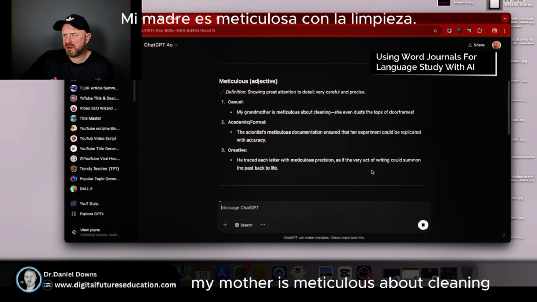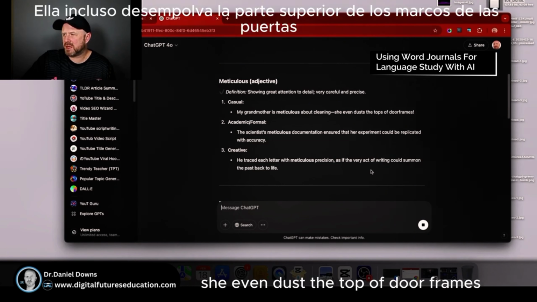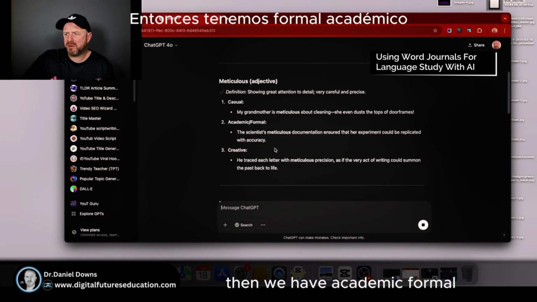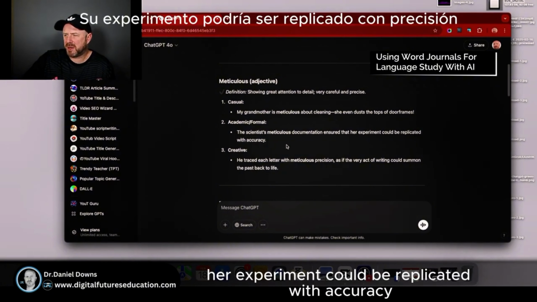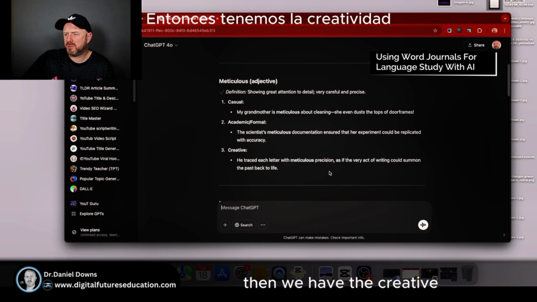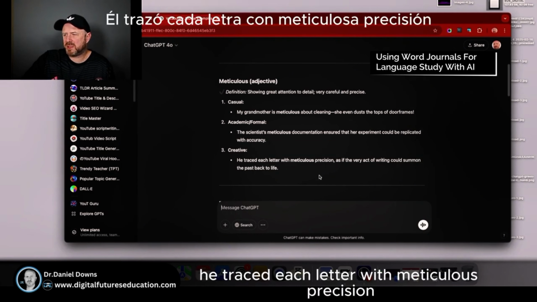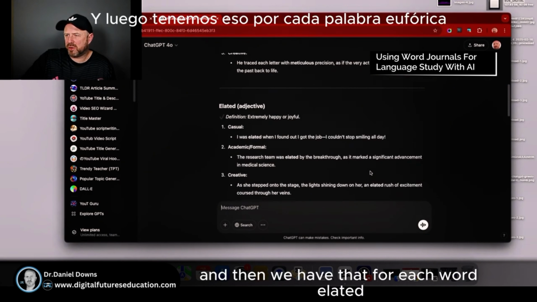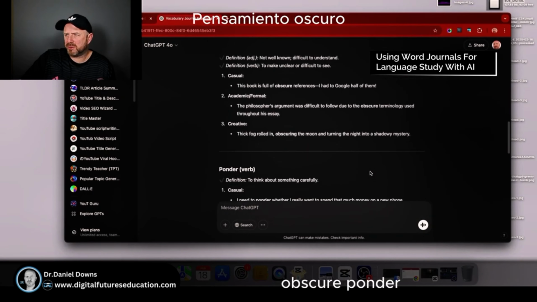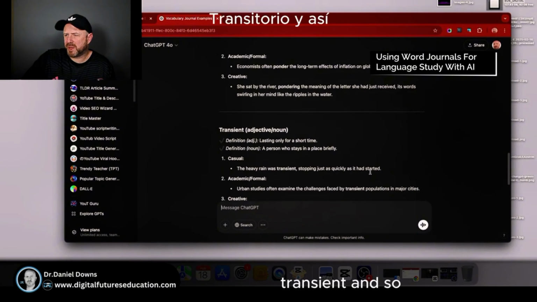My mother is meticulous about cleaning. She even dusts the top of door frames. Then we have academic, formal: The scientist's meticulous documentation ensured that her experiment could be replicated with accuracy. Then we have the creative: He traced each letter with meticulous precision as if the very act of writing could summon the past back to life. And then we have that for each word: elated, obscure, ponder, transient.